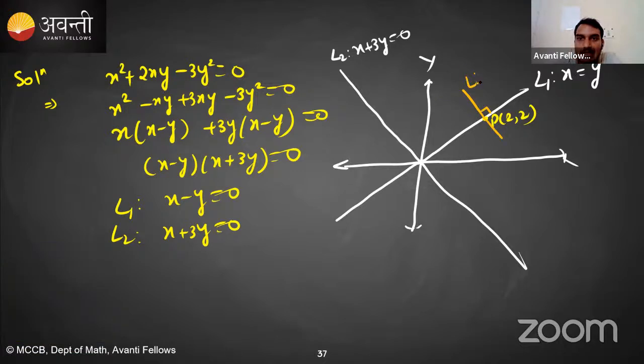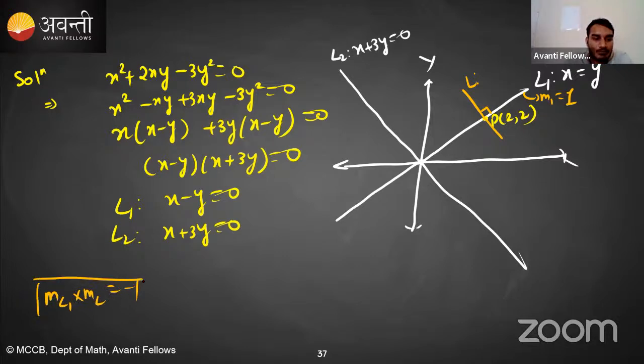This line, what is this line? Line L is the line which is passing through (2, 2) and perpendicular to the given line. So what is the slope of M1? 1. So slope of L1 into slope of L should be minus 1 because both are perpendicular, right?